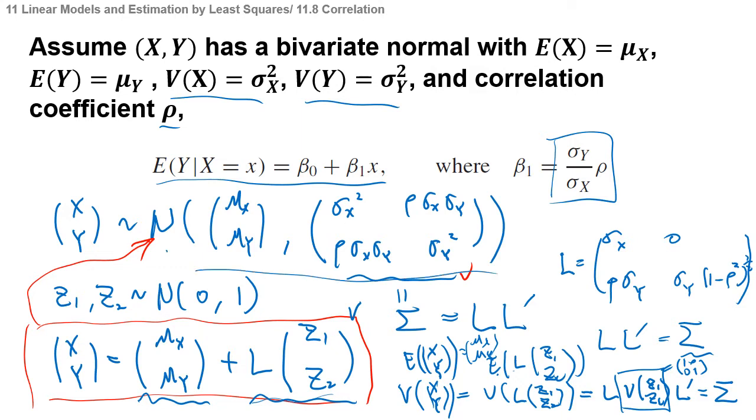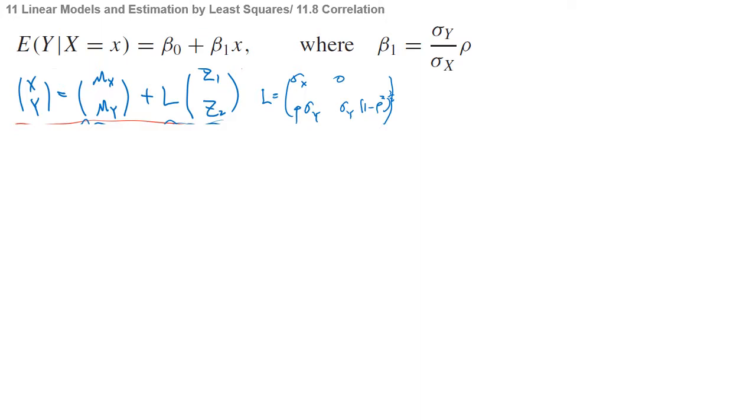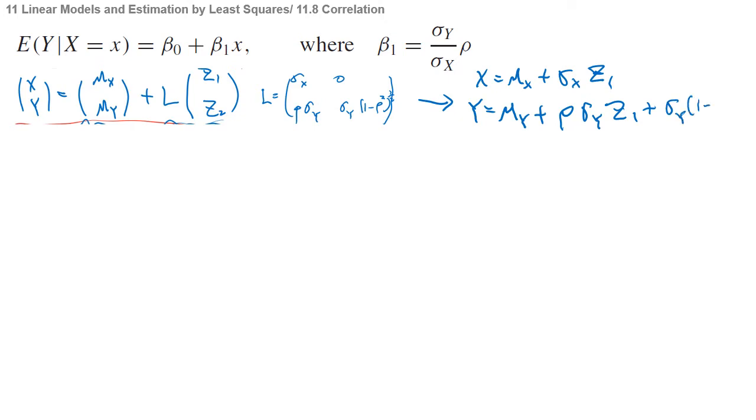Okay, let's move on to calculate this one in the next slide. So from the previous slide, we defined x and y this way, and here we can write x and y like this. X is mu x plus L z1 z2, which is sigma x z1, and y is mu y plus L z1 z2, which is rho sigma y z1 plus sigma y times 1 minus rho squared to the power 1 over 2 times z2. Okay, so our x and y are distinct.